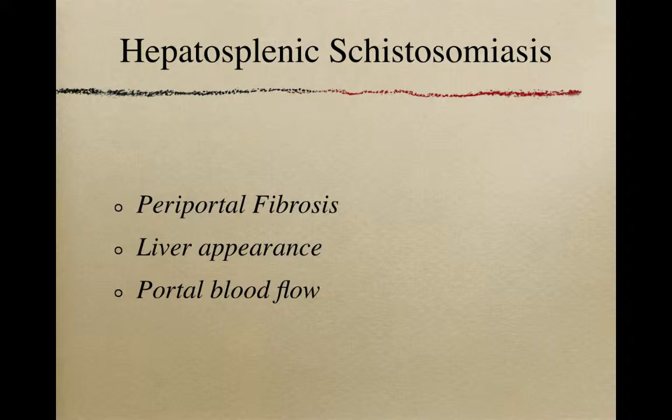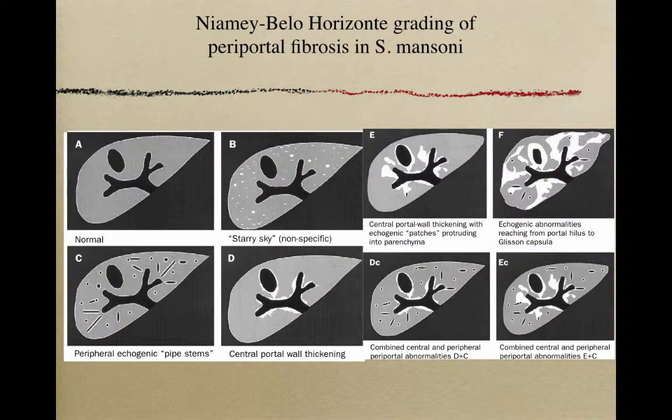So as we evaluate hepatosplenic schistosomiasis, we're going to be looking for 3 main things. We're going to be looking at the periportal fibrosis, we're going to be looking at the liver appearance itself, and then evaluating portal blood flow. There is an entire grading system for the appearance of the liver and the periportal fibrosis, and this goes all the way from A to E. I'm not going to spend a lot of time talking about each of these in detail because it goes beyond the focus of this lecture, but just as a reminder that you can usually correlate severity as you move from A all the way to E.